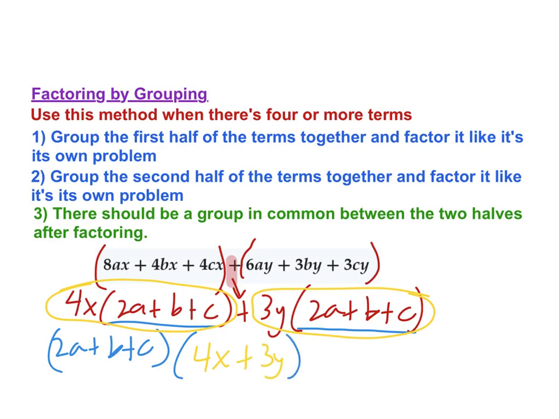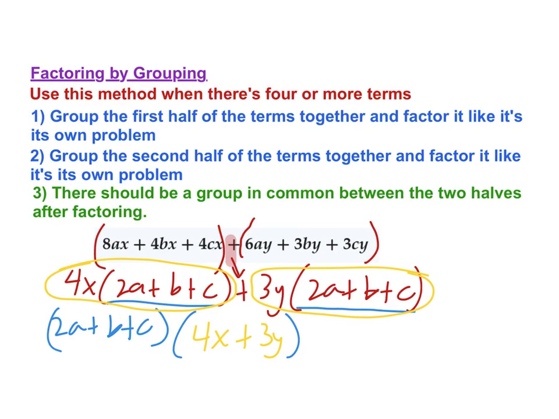Okay? So that's what I'm left with. Take a look at it again. Once I get it to this point, essentially what I'm doing is taking out the common group. Instead of thinking of it as a common factor, think of it like a common group. When I remove it, or divide each term by it, I'm left with the 4x and the 3y, and that's why you see the 4x plus 3y there.